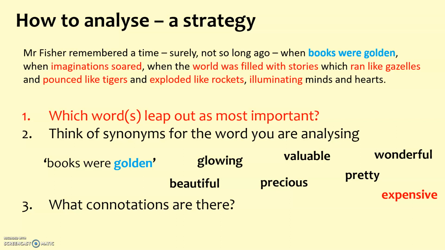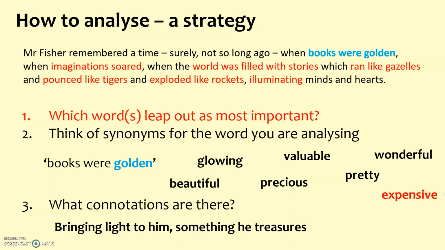Number 3 are connotations. That's a really good word to try and get into your head and use for your analysis. What connotations are there of this idea, books were golden? Now, I came up with these phrases. It's almost like they are bringing light to him, the books, to Mr. Fisher, when he's marking, or when he used to be marking these books, when they were better. And it's almost like there's something he treasures. If something is very golden, it makes it sound valuable, as I've put already on my synonyms there. So it's almost like the books are something that he treasures. They're really important to him.